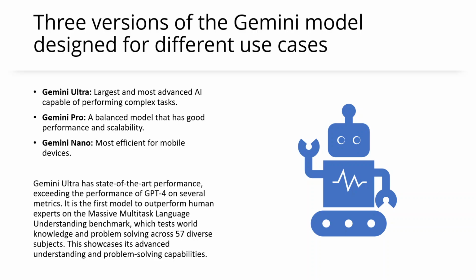Gemini Ultra has the state of the art performance, exceeding the performance of GPT-4 on several metrics. It is the first model to outperform human experts on the massive multitask language understanding benchmark, which tests world knowledge and problem solving across 57 diverse subjects. This showcases its advanced understanding and problem solving capabilities. So it is really great.